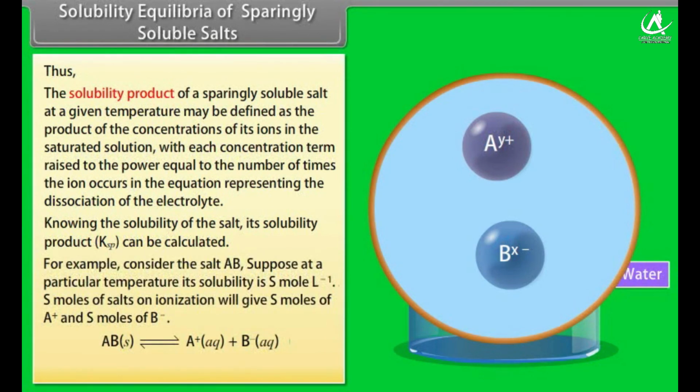For example, consider the salt AB. Suppose at a particular temperature its solubility is S mol L^-1. S moles of salt on ionization will give S moles of A+ and S moles of B-. Ksp is equal to concentration of A+ into concentration of B- is equal to S into S is equal to S squared.